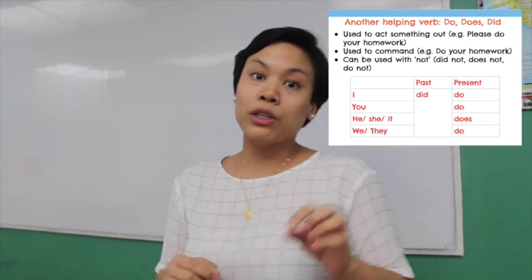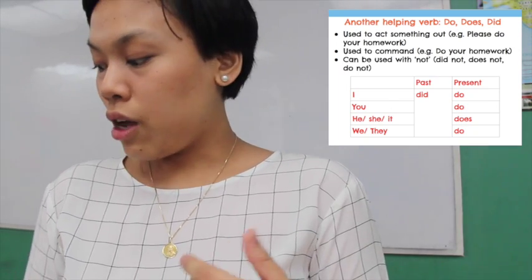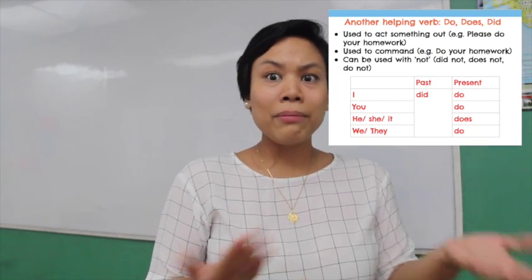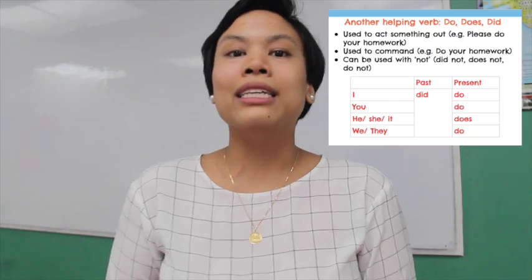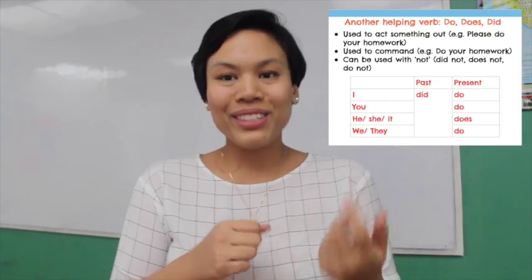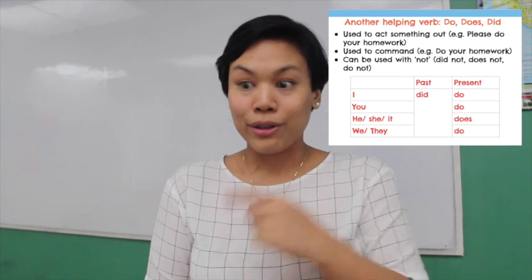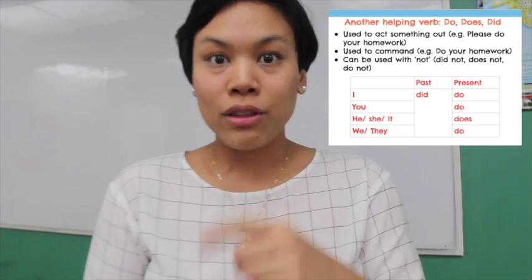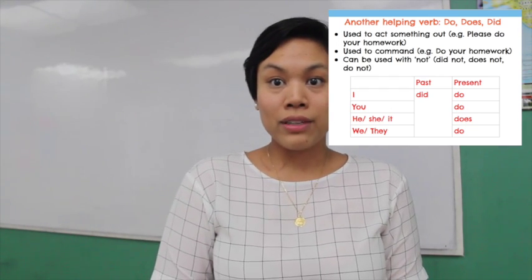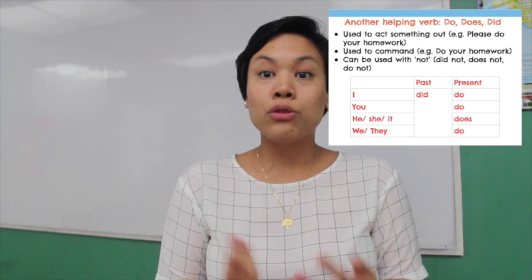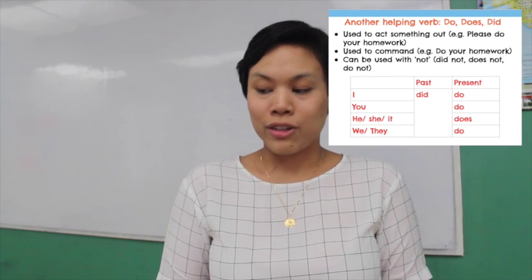First, you can use the words do, did, and does to act something out. For example, please do your homework. That means that you have to do your homework, whatever your homework is. It's something that must be done. You can also use do, did, and does as a command. For example, do your homework, or please do the dishes, right? You're giving an order. Can you give me an example of sentences that use do, did, or does in commands? And then call on 2 or 3 learners to answer.